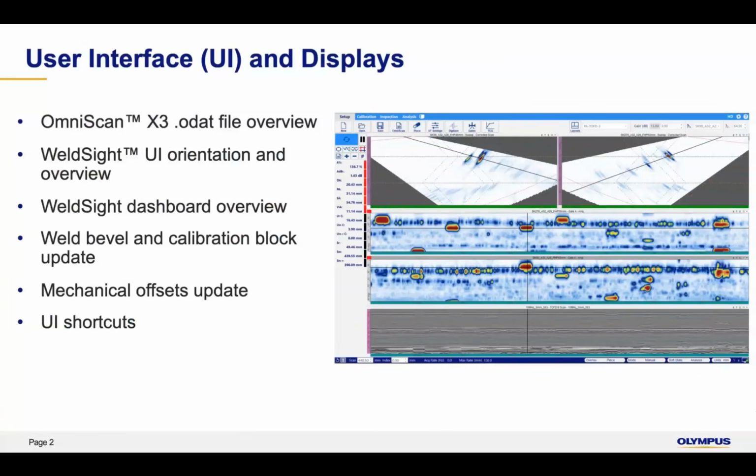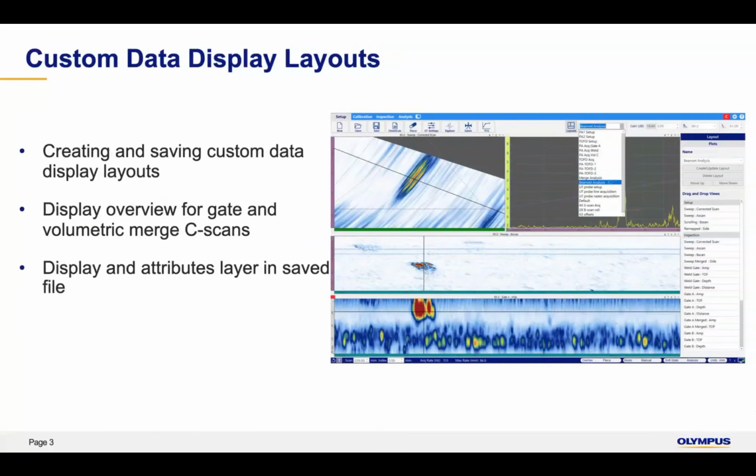What we'll be going through today over the next hour is an overview of the software itself, including the dashboards, some weld bevel and calibration block features, mechanical offsets update, shortcuts throughout the software, creating and saving custom data display layouts, and some new data displays that have come online since our last webinar. The display overview for gate and volumetric merge C-scans has been improved. We have new functionality online as well to display today, and to talk a little bit about the display and attributes layer we use in analysis.